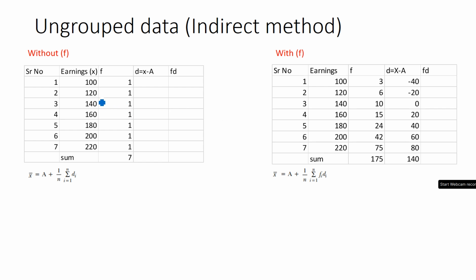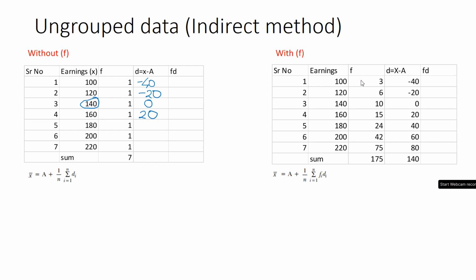So, in this case, I take 140 as my assumed mean, and I need to find deviations from the assumed mean. So, I have d equal to x minus a. Very specifically, I would take the x1 observation, that is 100, and subtract it from the assumed mean. So when I subtract 100 from 140, my answer should be minus 40. For the second observation, 120 minus 140 should be minus 20. 140 minus 140 should be 0. 160 minus 140 is 20. The same has been calculated in the right hand table.